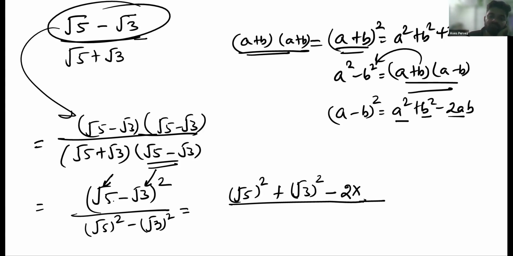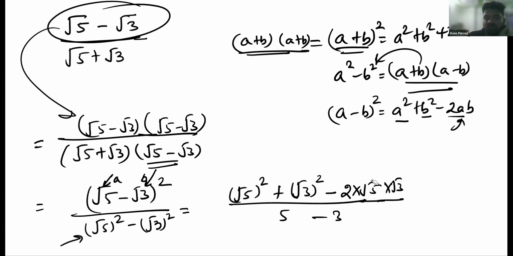What is a? 2a is 3, root 5, and b is 2ab. What is b? This one is a, this one is b. That is root 5, means root 3. Let me first teach you this one. We should practice this one. And this one becomes, what will it become? Root 5 square means 5, minus root 3 square is 3. Got it?